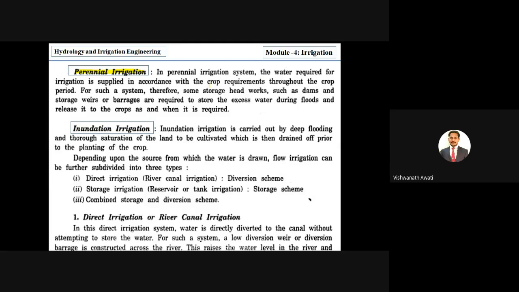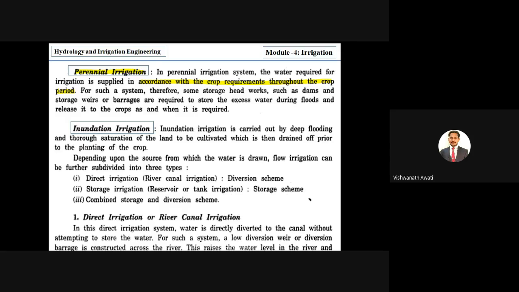See, water is supplied in accordance with the crop requirement throughout the crop period. So why is it called perennial irrigation? Because the water is supplied in accordance with the crop requirements throughout the crop period. So we have from seeding time to harvesting time, right.